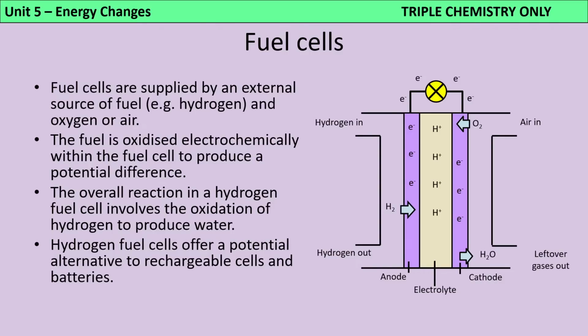So the hydrogen comes in and it's split up into hydrogen ions, which pass through the anode into the electrolyte. And then the electrons are going to go through the wire. And on the other side, oxygen comes in and it dissolves in water and it picks up those electrons, and this produces hydroxide ions. And then those hydroxide ions join up with the hydrogen ions to make water. So overall, we have this electrochemical process where the hydrogen is oxidized and the only waste product is water.